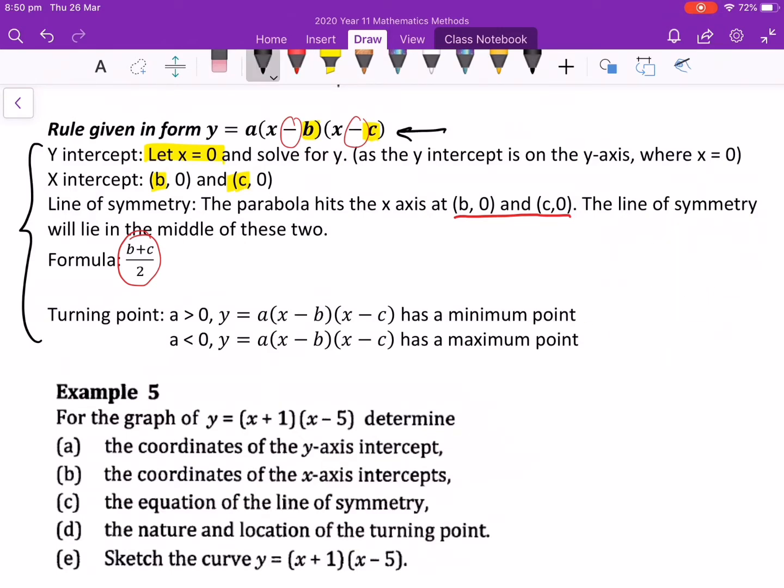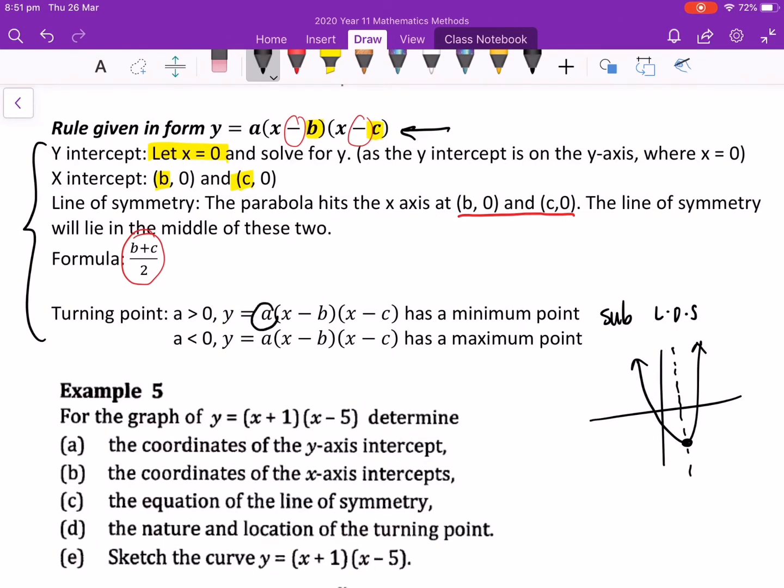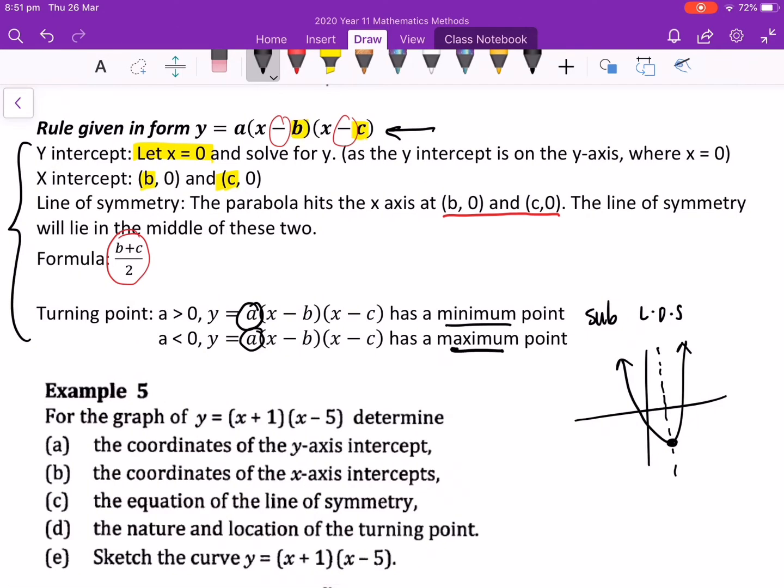Now, for the turning point, you basically substitute in your line of symmetry. I should have drawn it again, so I'm going to draw it again. If you've got a quadratic and you've got your line of symmetry here, your turning point is always going to lie on that line of symmetry. So you substitute that in to find your turning point, and then you can determine whether it's a minimum or maximum shape based on this letter here. If it's positive, it's going to be a minimum. If it's negative, it's going to be a maximum. All right, so let's see if we can have a go at a question together.